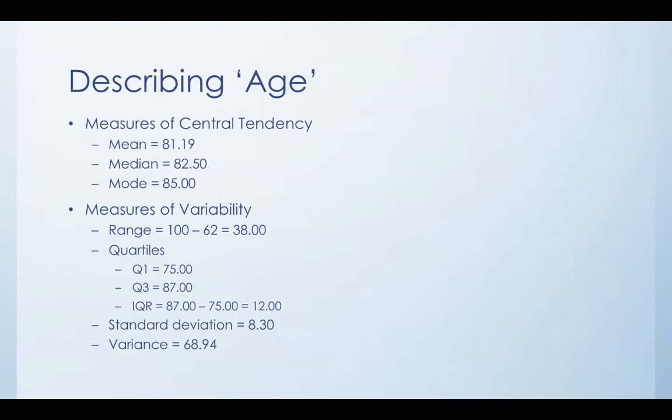Our variance is 68.94. Now, the standard deviation and variance in isolation of other information is not really helpful. But if I were to look at another study that dealt with age and it had a standard deviation of 10, then I could say there's more variability in the ages of the subjects in the other study than there is in mine. So standard deviation gives you a measurement of spread that's comparable across different distributions on the same scale.